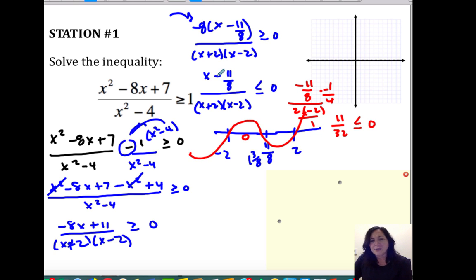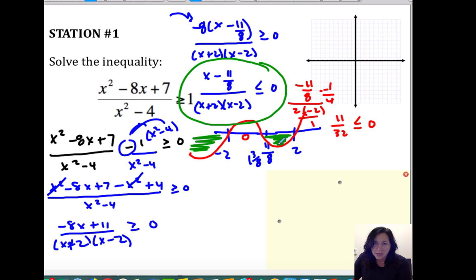And now the question is this. Where is my graph? Go back to the original inequality, right? Where is my graph less than or equal to 0? Well, it's less than or equal to 0 here. It's also less than or equal to 0 here. And so you'd have to say, well, where is that? So that value where it's less than or equal to 0 is going to be parenthesis negative infinity to negative 2, parenthesis, union, and it's also going to be 11 eighths to 2.